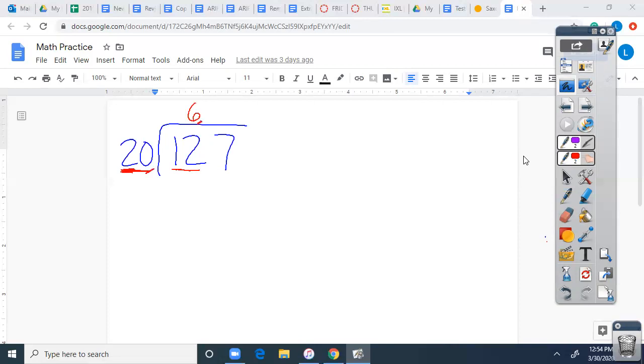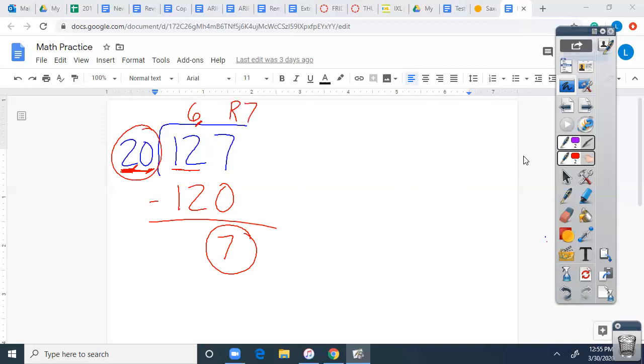6 times 20. 6 times 20 is 120, right? Think about 6 times 2 is 12. You add that 0, so that's where the 120 comes in. Now we're going to subtract. 127 minus 120 is just 7. Is 7 smaller than 20? Yes, it is, so that is our remainder. 6 with a remainder of 7.